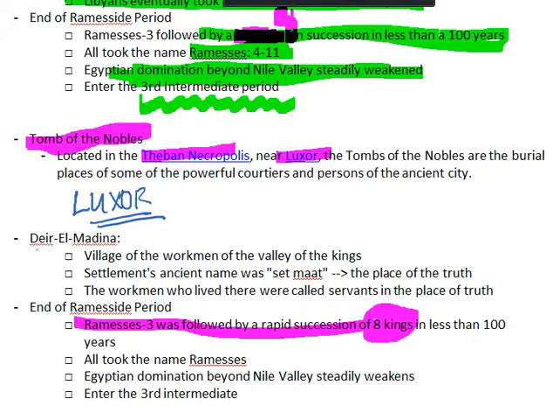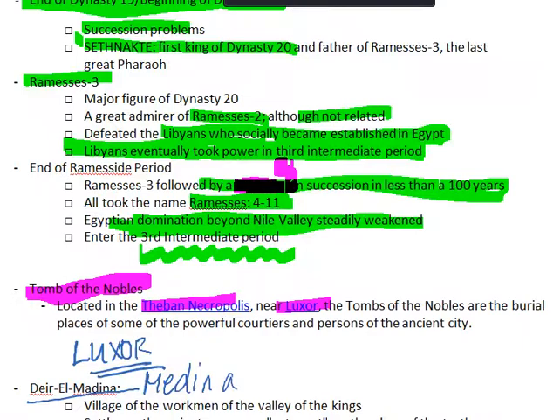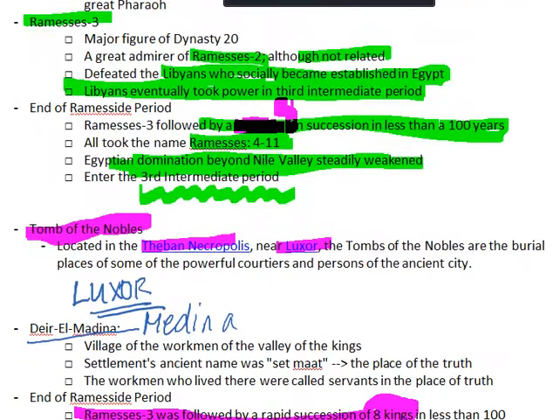Anyway, another site is Deir al-Medina, and some people write this as Medina. It is the village of the workmen of the Valley of the Kings. The settlement's ancient name was Set Maat, which means the place of the truth. The workmen who lived there were called servants in the place of the truth. So just remember that. The Valley of the Kings was obviously a feature of the New Kingdom period.